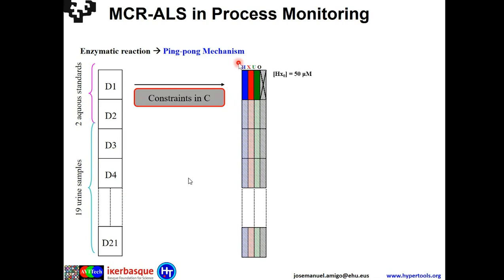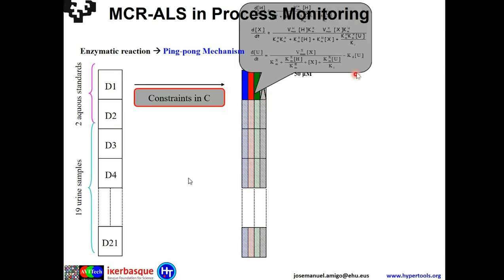And a wonderful thing is that in those samples, we can tell MCR that since they are the standards, here we don't have urine. We don't have that signal. Moreover, we can constrain these concentrations to follow this model. Because we don't know about the urine samples, but we know that this is an enzymatic reaction. So regardless of the interference of the urine, these three need to follow this system, okay?